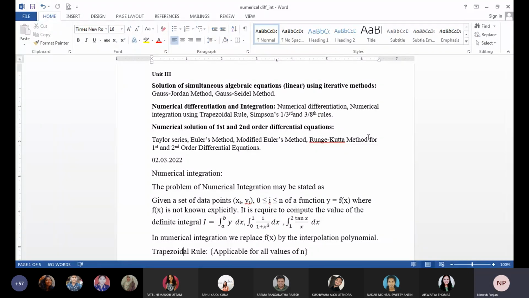So how do we state the problem for numerical integration? Given the set of data points xi, yi, where i varies from 0 to n. So tell me, in this assumption, the way in which we are assuming the values of x and y, xi, yi, where i goes from 0 to n, how many points would be given? What will be the number of points?